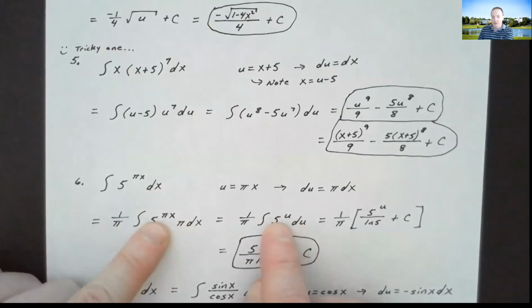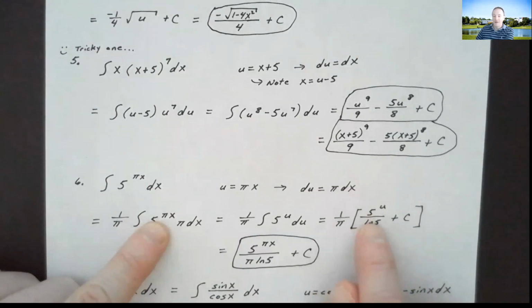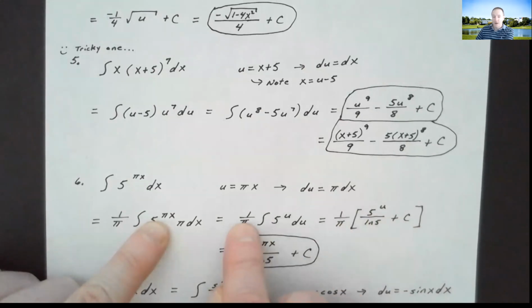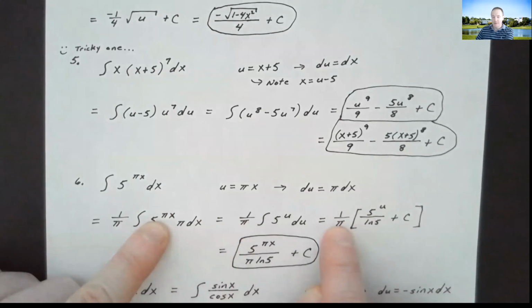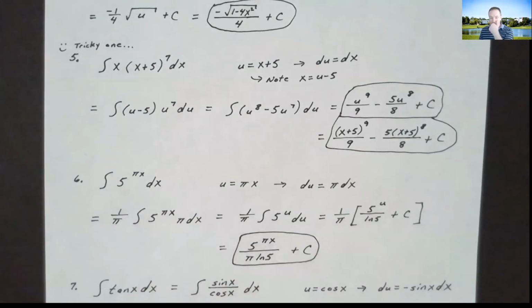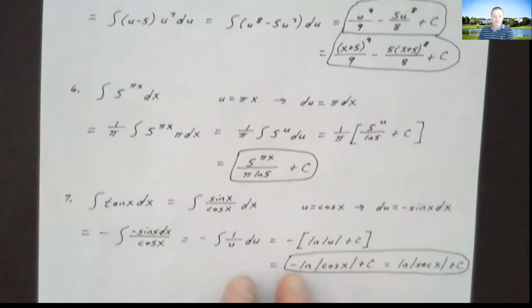So I'd say, well, then the integral of 5 to the u is going to be 5 to the u divided by the derivative of u with respect to u, which was just 1, and then divided by the natural log of the base, which is natural log of 5, plus your constant of integration. And then you can say, well, this 1 over pi that I had to divide on the outside in order to enable this substitution multiplies through. That's going to give me 5 to the pi x divided by pi natural log of 5, plus c.